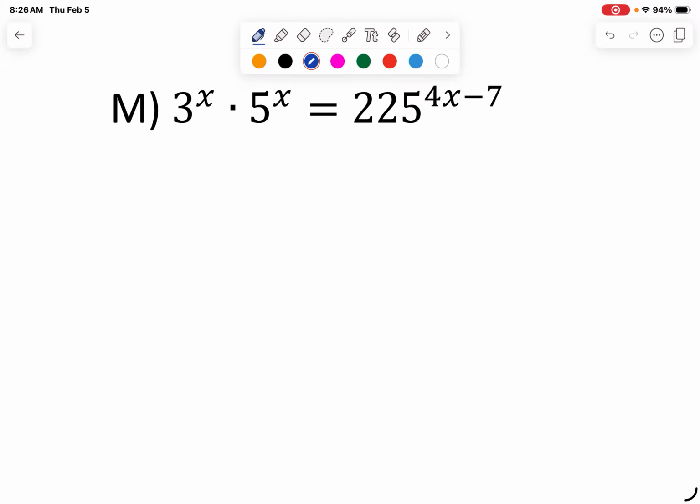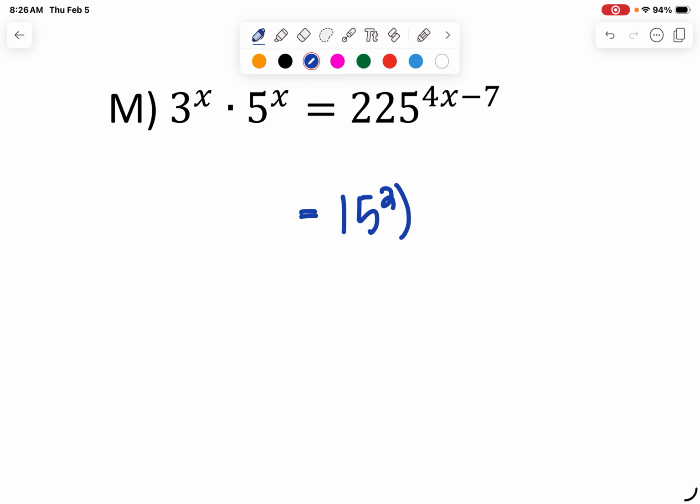All right, so this one right here, on the right-hand side, I have 3 to the x times 5 to the x. So what I can do with that is, maybe I don't know. On the right-hand side, I have 225. I know I can rewrite 225 as 15 squared, all right? So I look at the left-hand side, and I said, can I get that to be a base of 15?